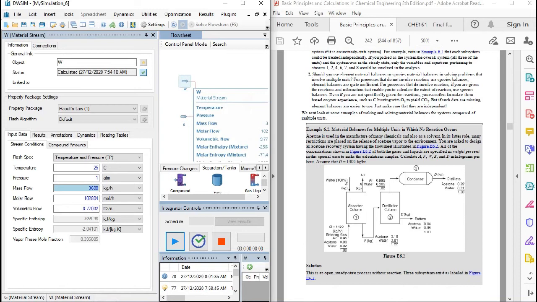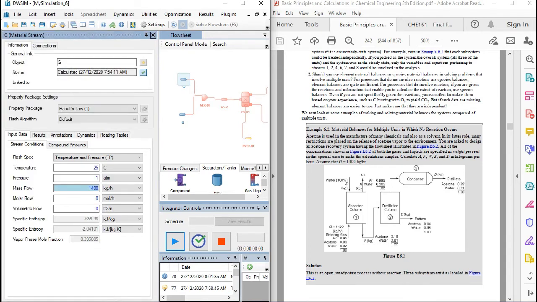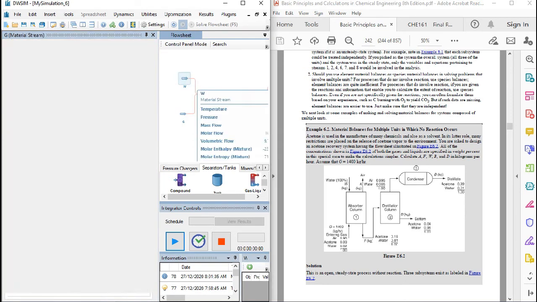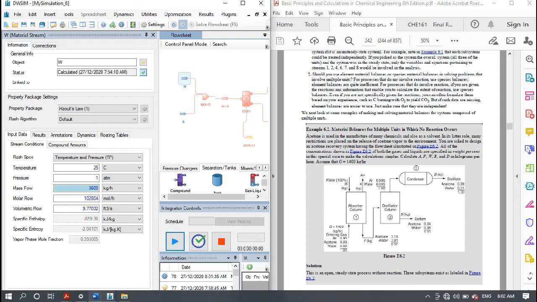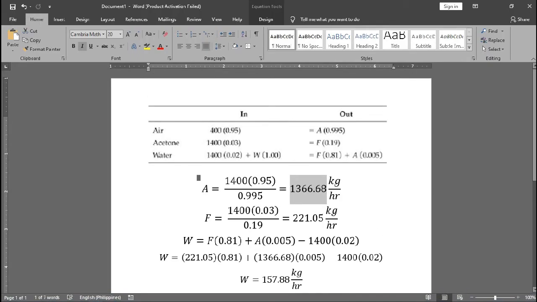For W, as you can see, we are not given the mass flow. Now, how do we find our W? We will not be generating the mass flow when we are asked for our feed. How do we do that? We will not be solely relying on DWSIM, but we will have some manual calculations as well. In order to find our W, we will be doing a mass balance. As you can see, I have already computed the mass balance.